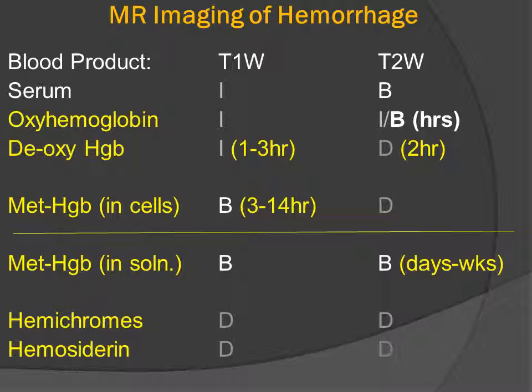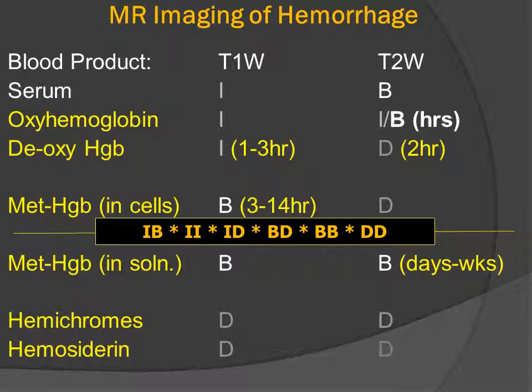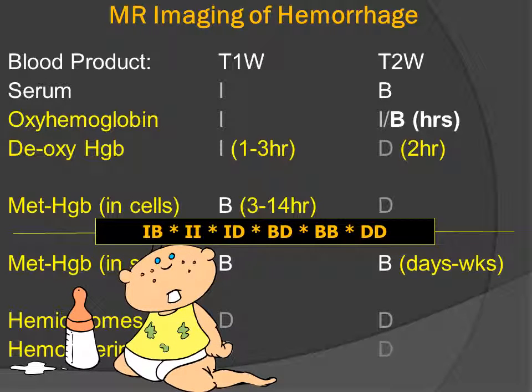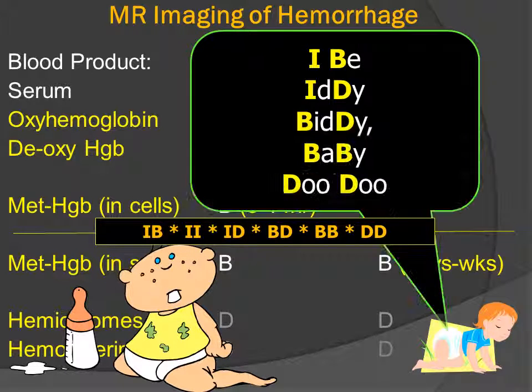Some people have summarized whether the blood product is iso, intense, bright, or dark by looking at this mnemonic of IB, II, ID for iso dark, BD for bright dark, BB for bright bright, and DD for dark dark, the transformation of blood products over time. But even this is hard to remember. So a good mnemonic tool is to remember this. I be itty bitty baby doo-doo. ISO bright, ISO dark, bright dark, bright bright, and dark dark in chronic hemorrhage with hemosiderin and ferritin.